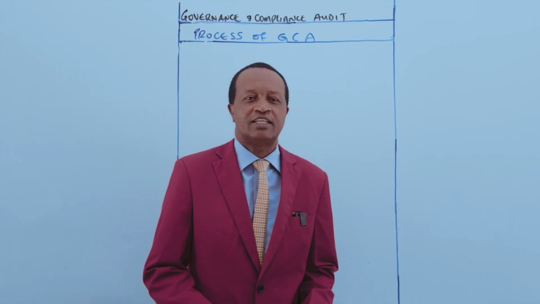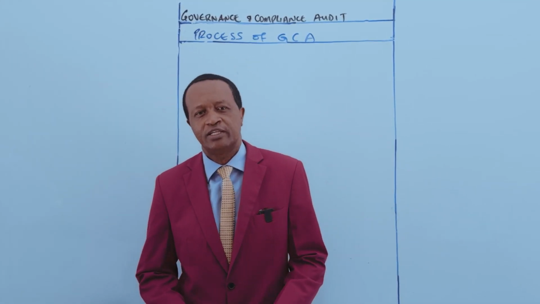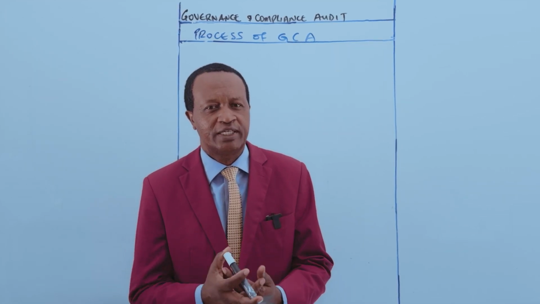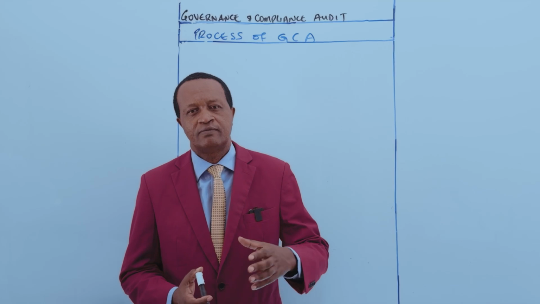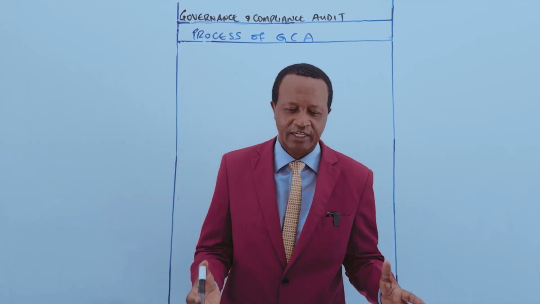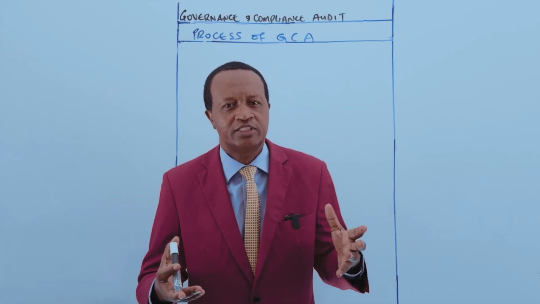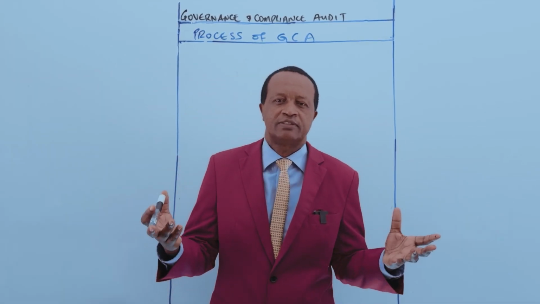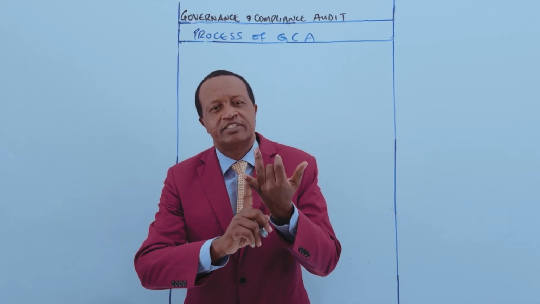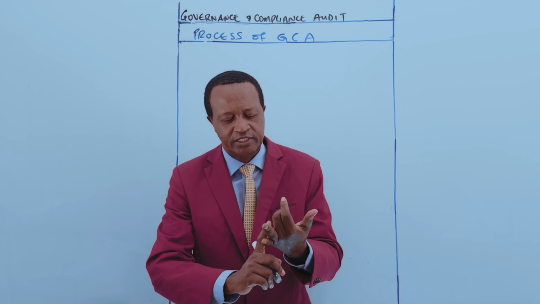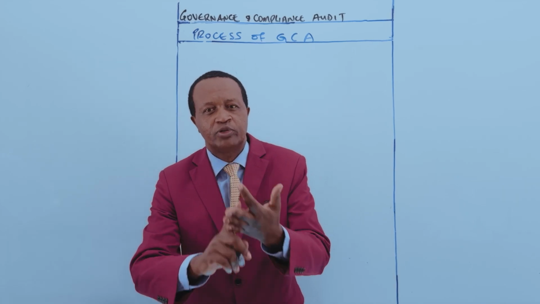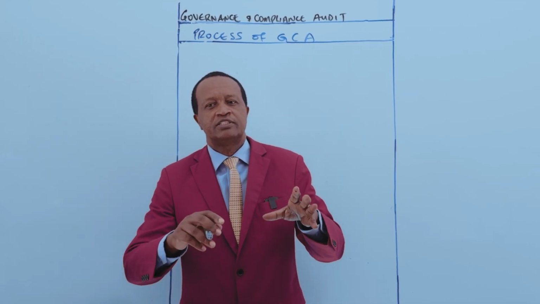The subject is governance and compliance audit. Today, candidates, we are going to analyze the process of governance and compliance audit. It is a process, meaning there are various distinct stages. There are 4 key stages. Number 1, planning and risk assessment. Number 2 is field work. Number 3, reporting. Then number 4 is follow-up.